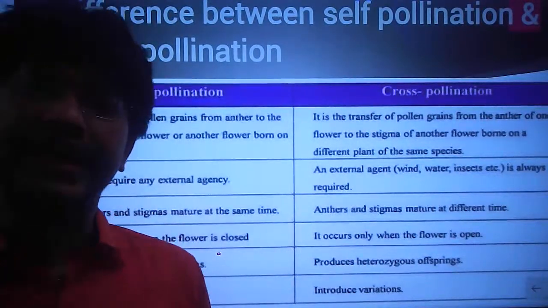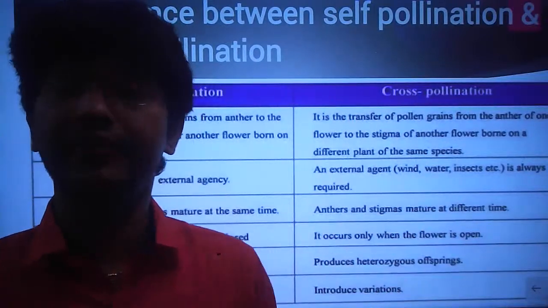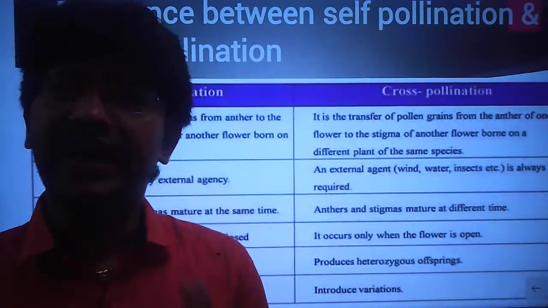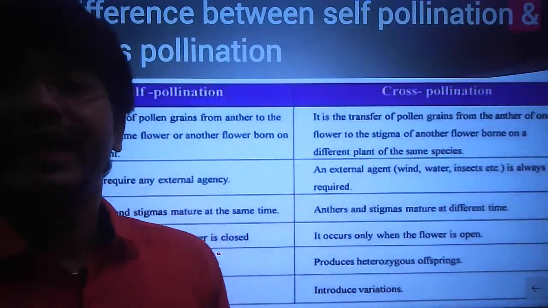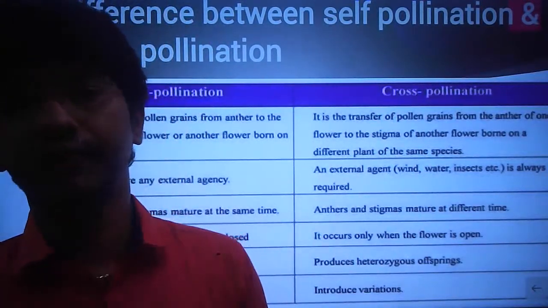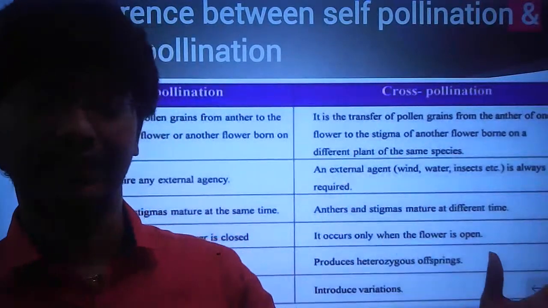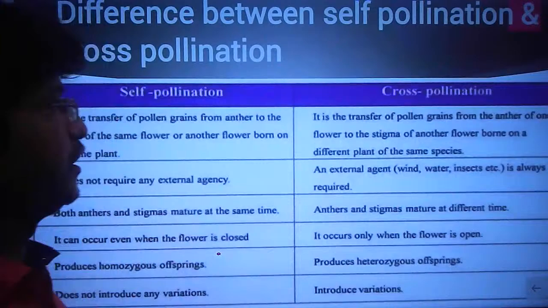Because it has to travel many miles from one area to another place, the pollen grains' viability is also more in case of cross pollination. Only then can it survive, because it needs to travel all the way from a particular place to the destination, right? So the viability will definitely be more in case of cross pollination.